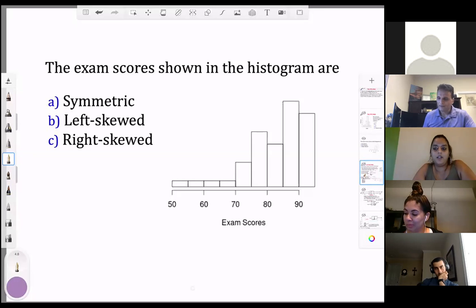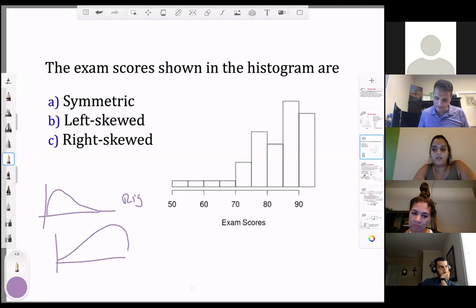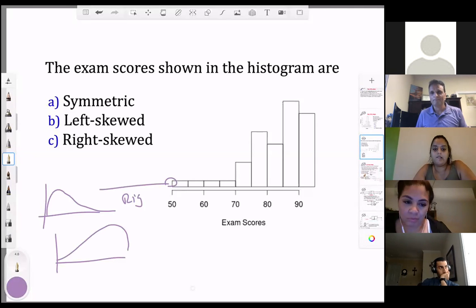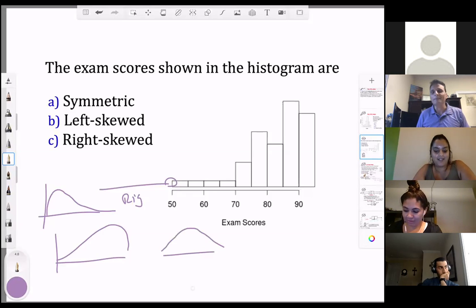I know the way you're looking at the data is the right, but actually, it's the other way. If the graph is like this, it will be right. If the graph is like that, it will be left. Whichever way the tail goes, that is the skew. So it's left. Good. So I saved you a point. If it's exactly the same on both sides, it will be the bell shape or symmetric. This should be in your note sheet.